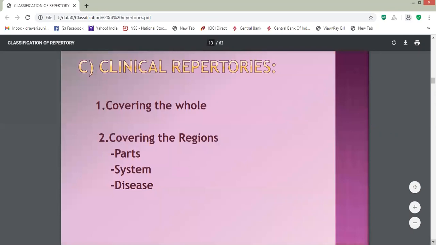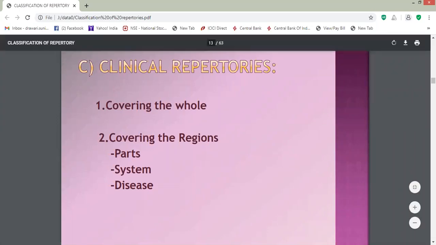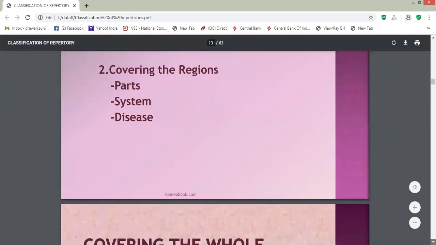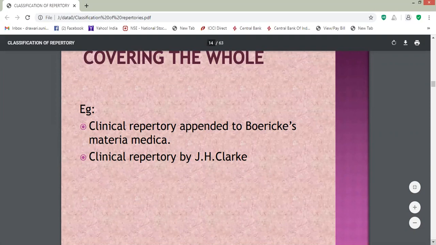Then clinical repertories covering the whole and covering the region. So the examples of covering the whole are the clinical repertory appended to Boericke's Materia Medica, and the second example is the clinical repertory by J.H. Clarke.